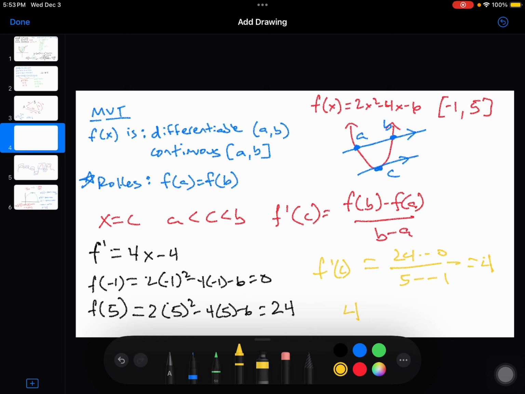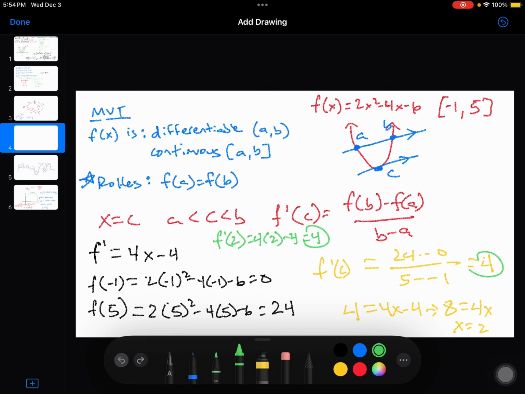So if 4 is our f prime of c, then 4 is equal to 4x minus 4. Add the 4 over, you get 8 is equal to 4x, and x is equal to 2. Which means that at x equals 2, our slope, in other words, our f prime, should be equal to 4. So let's do f prime of 2, just to check this. We're going to get 2 times 4 minus 4, which is 8 minus 4, which is 4, and those match up. Voila. So that's our mean value theorem.